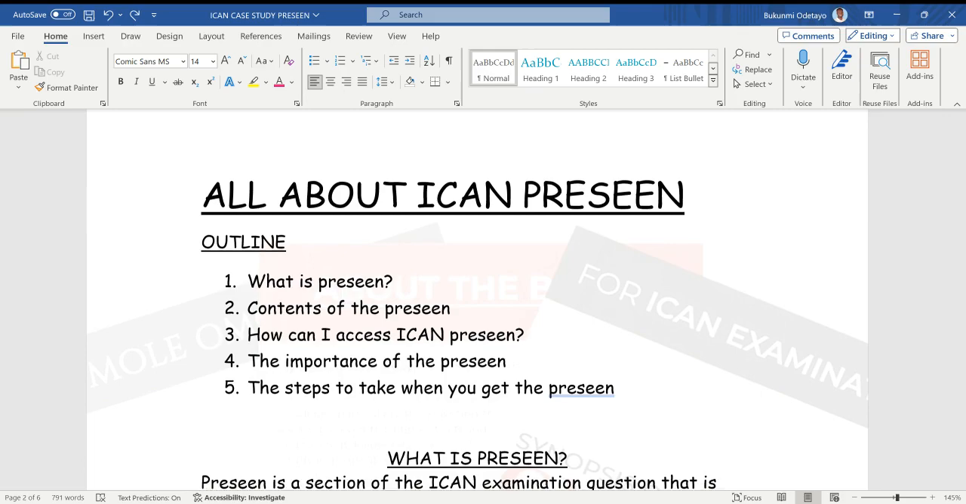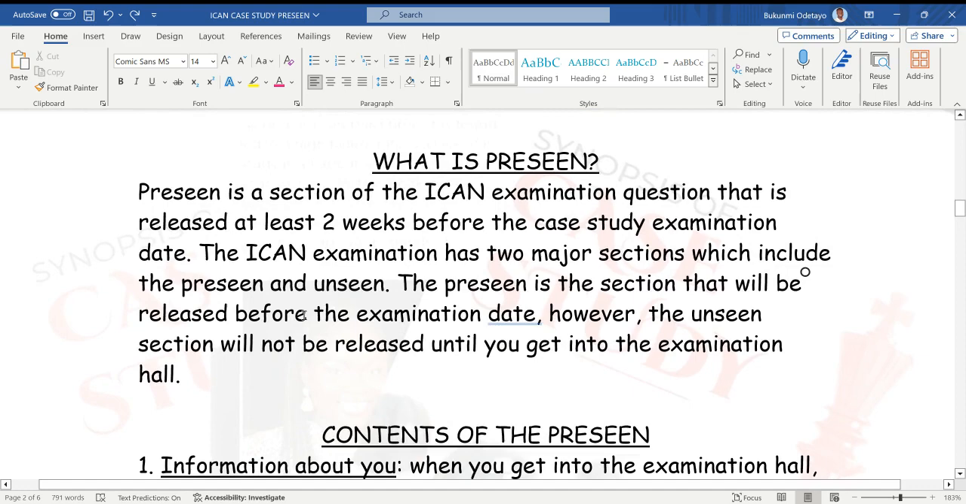So the first thing is, what is the preseen? The preseen is a section of the ICAN examination that is released 2 weeks before the examination date. So 2 weeks before your examination date, you will have seen a section of the case study examination that you are going to be doing. Basically, the case study examination has two sections. We have the unseen and we have the preseen. The preseen is just like the word pre, right? Before. And unseen is the one you see in the examination.